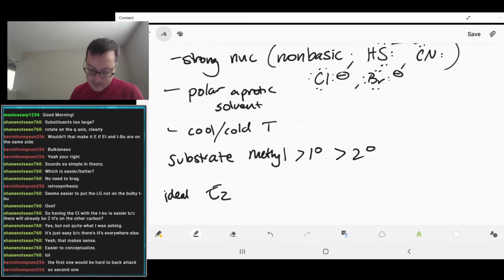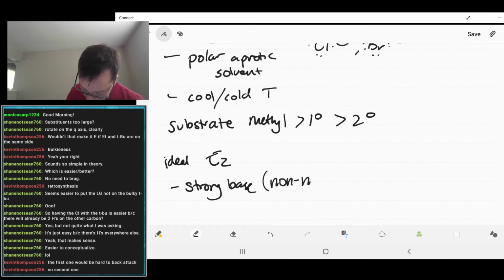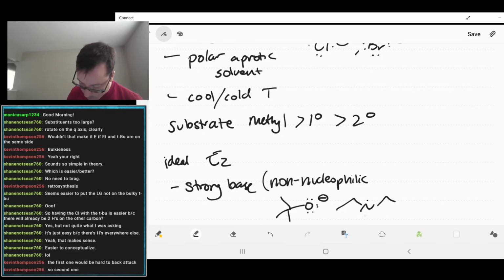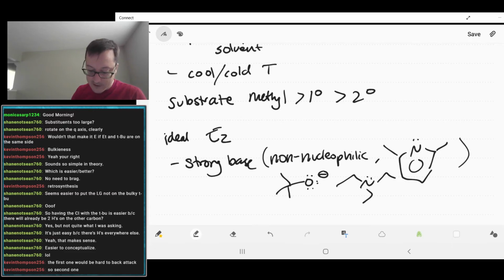Ideally, for E2, we want a strong base that's non-nucleophilic. Typically, we're looking at bulkier things then, or things that would just not make very good nucleophiles. Like this nitrogen is so bulky, it's already not even close to an O minus. Let's see, some pyridines, some sort of non-nucleophilic base, ideally a strong one.